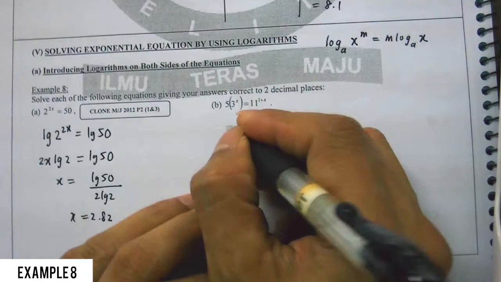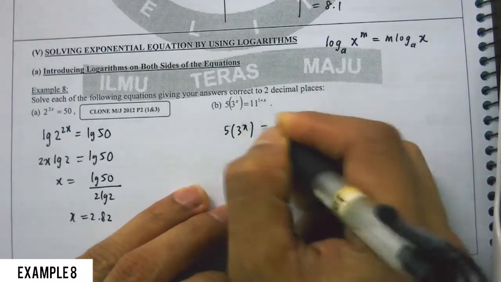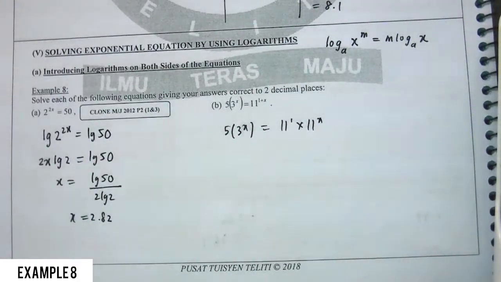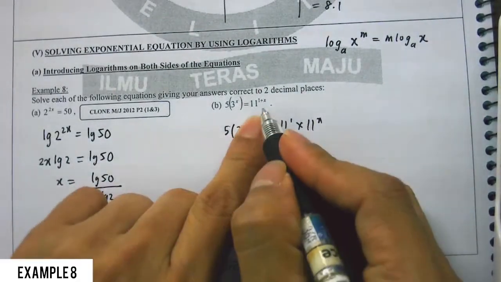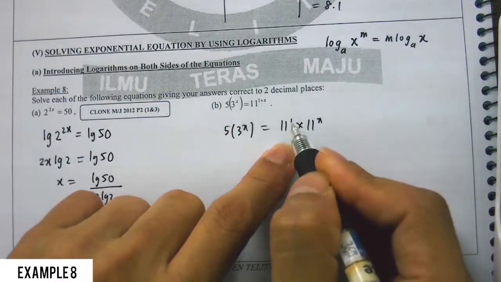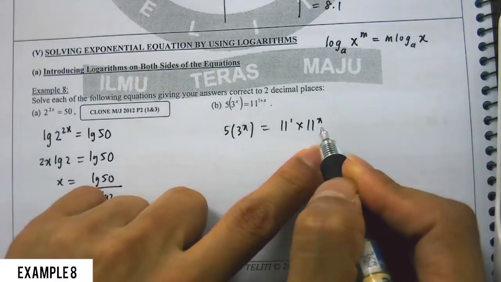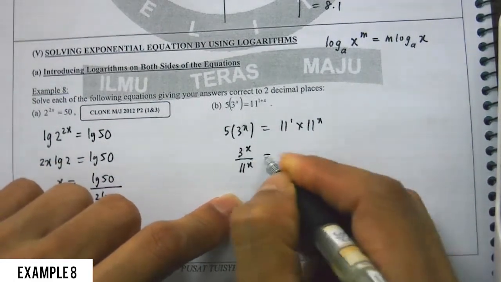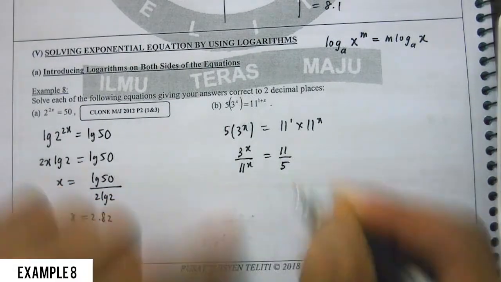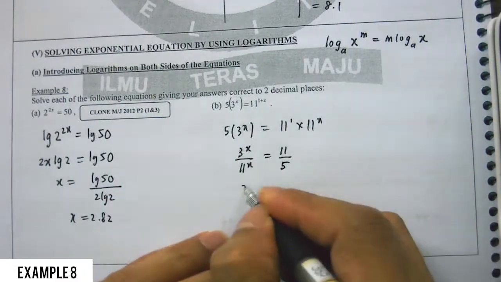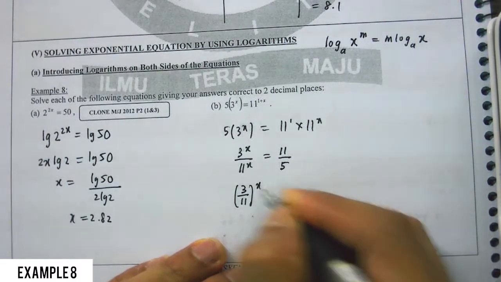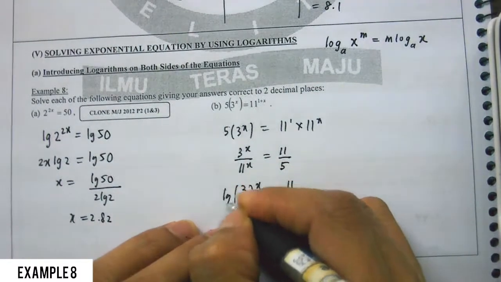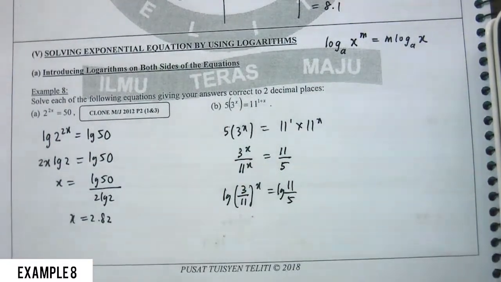For me, I will arrange this equation such that I put all the x on one side, all the rest of the numbers on the other side. You know this, right? 11 power 1 plus x is 11 power 1 times 11 power x. So I'm going to bring the 11 power x down. So this 3 power x over 11 power x, the result is 11 over 5. And this one, I can combine it, right? And I can introduce log.